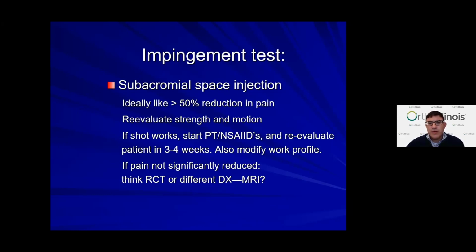A subacromial space injection, most of the time, will give at least a 50% reduction in pain. If the shot works, we also give anti-inflammatories and physical therapy. We modify their work profile and usually see the patient back in 3 to 4 weeks. When they come back in 3 to 4 weeks, if they got no relief from the shot, therapy, and an anti-inflammatory, then normally I will order advanced imaging.